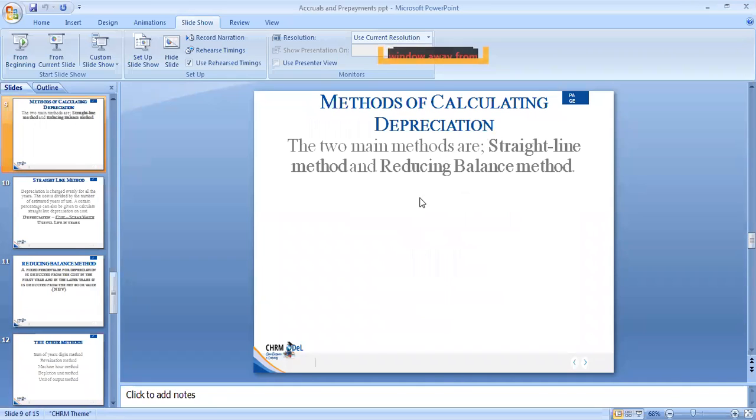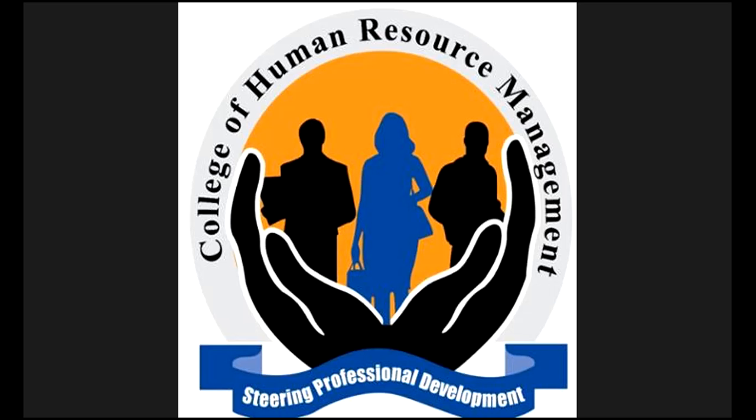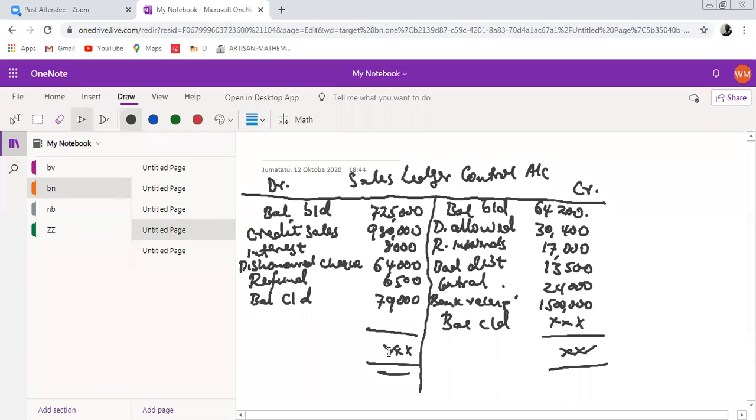Methods of calculating depreciation, we have got two main methods. That is the straight line method and the reducing balance method. And I want to share the screen so that I can show you how we calculate depreciation using those two methods, or even the others, because we are going to use those calculations in our next chapter. Methods of calculating depreciation.